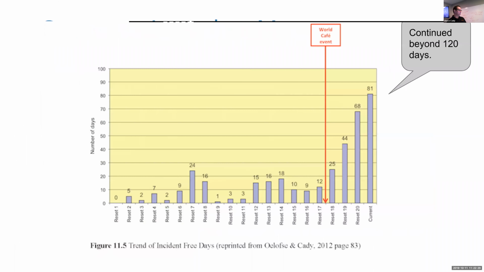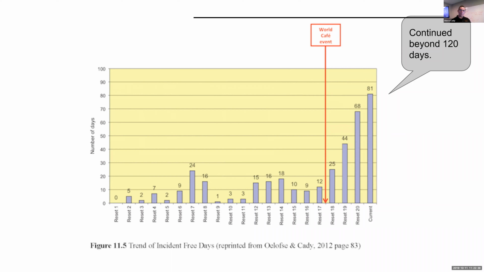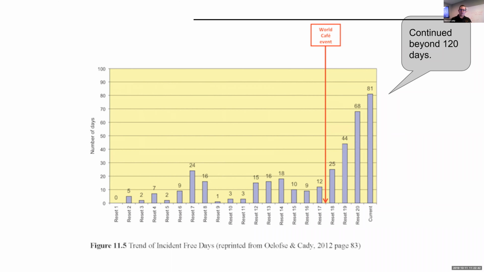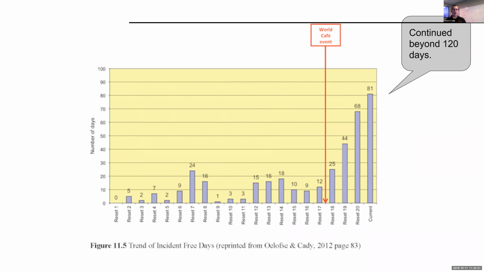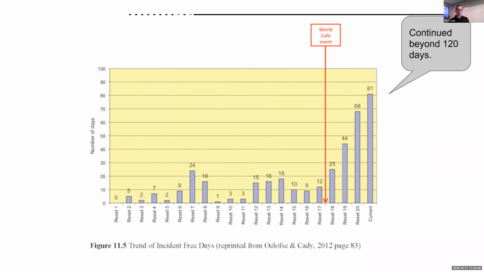So what happened? They had the World Cafe event. They formed a team to represent the group, a representative group to help organize the ideas. They connected with the employees and they started rolling it out, and that's what happened. They went to 25, to 44, to 68, to 81, and they went up to 120 days and counting at the time of this publication. 2-hour intervention, World Cafe, purposeful intervention of bringing people together.